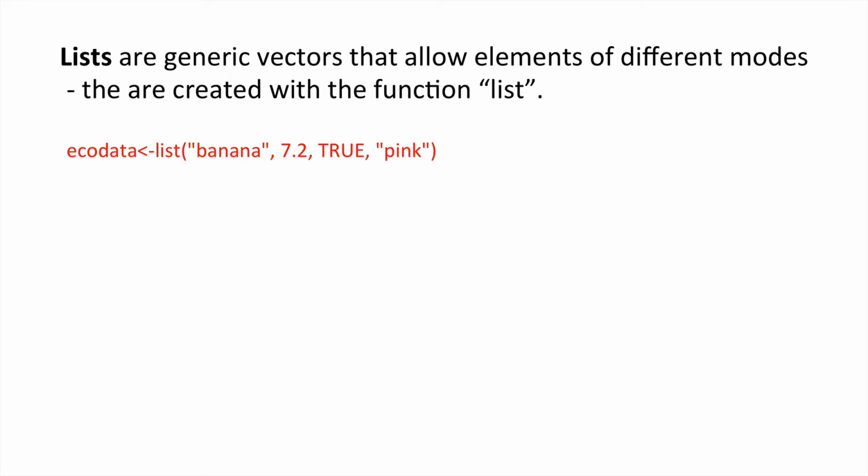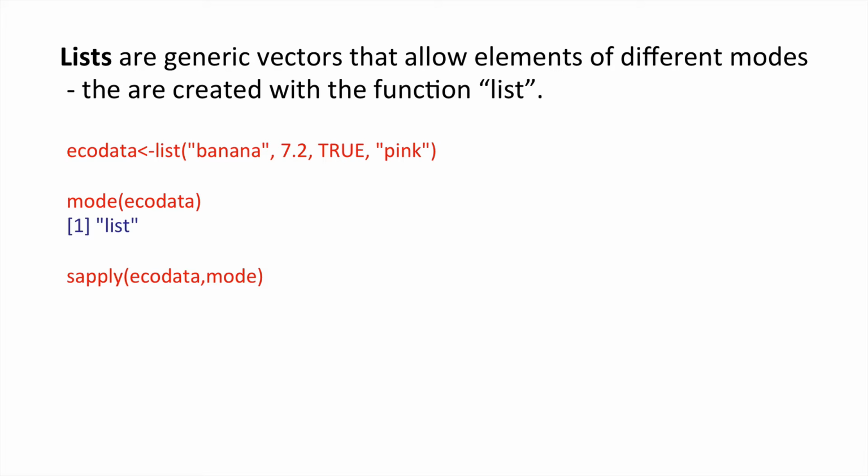So here's some ecological data, for example, and using the list function we might have banana, 7.2, TRUE and pink. What is the mode of that ecodata that we have defined in this way? Well, the mode is a list. But we can also inspect the individual elements within that list to find out what their modes are.